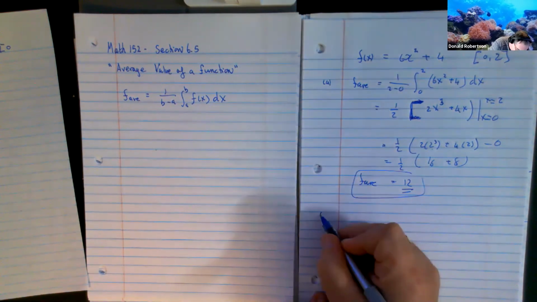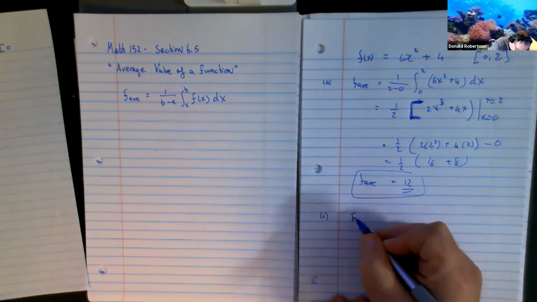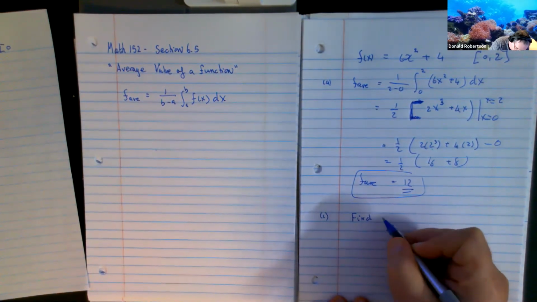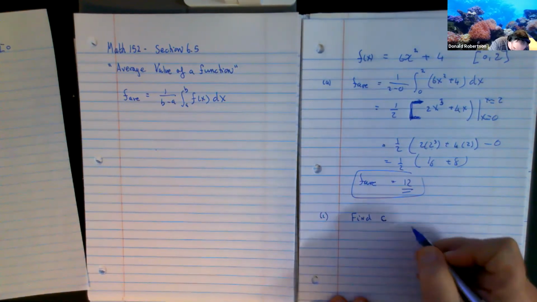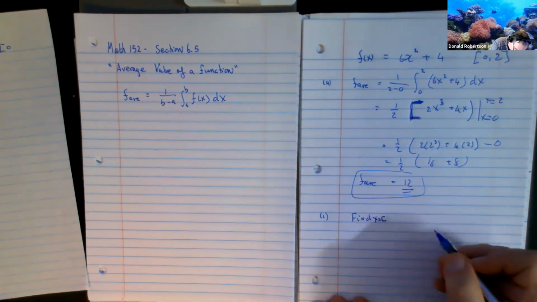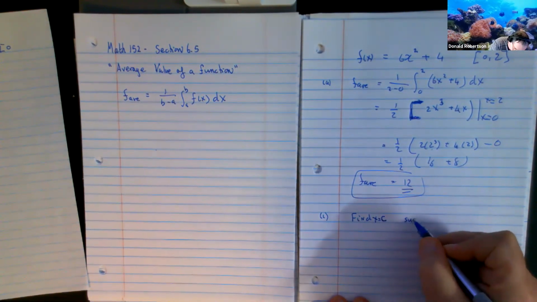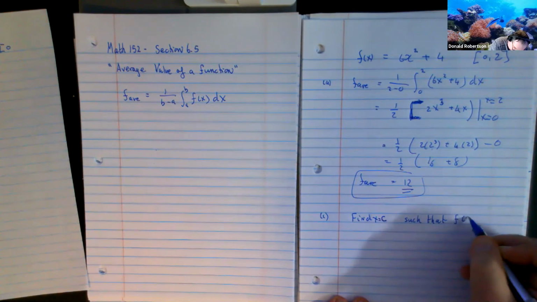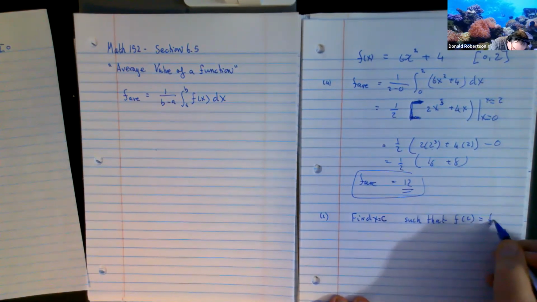But part B is: find the value C, some x coordinate equal to C, such that the value of the function at C is the same number as the average value.